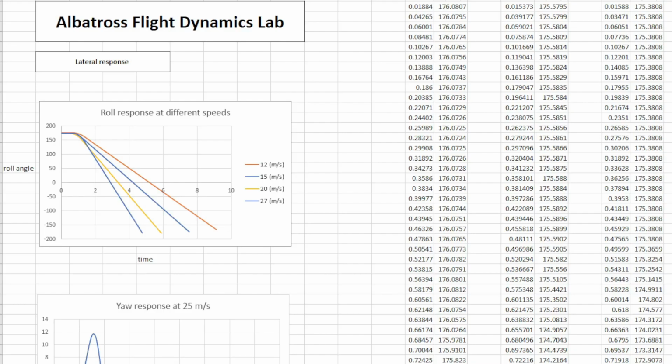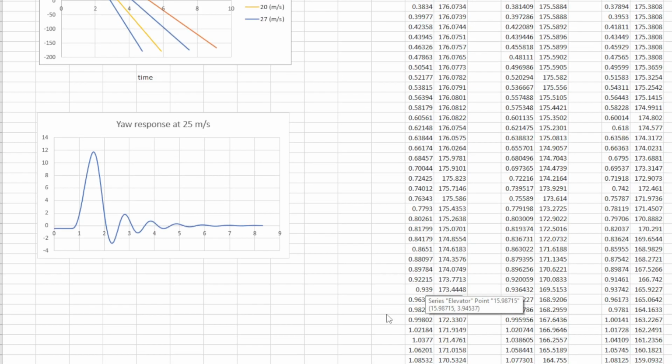Upon analyzing the data in Excel from the lateral response test, it becomes evident how the free stream velocity influences the roll rate. Higher velocities result in increased roll rates. When comparing the yaw response, it can be observed that the dampening of the yaw response is significantly lower than the roll response.